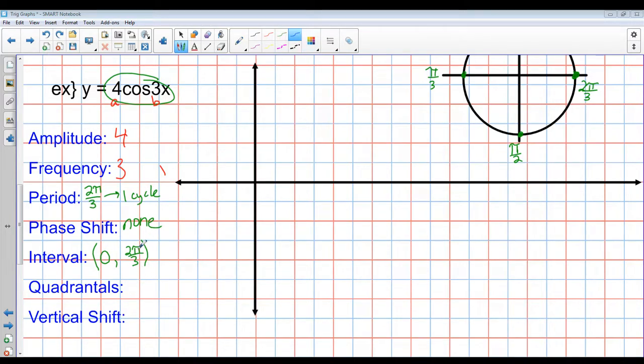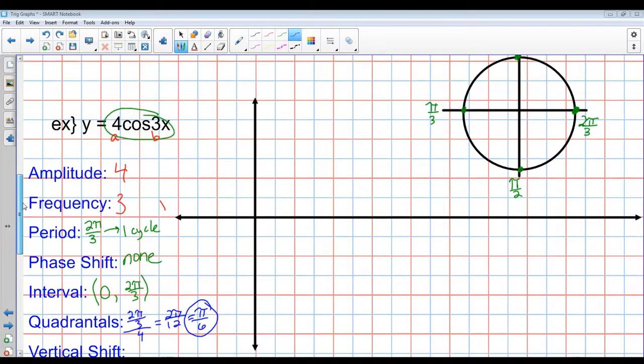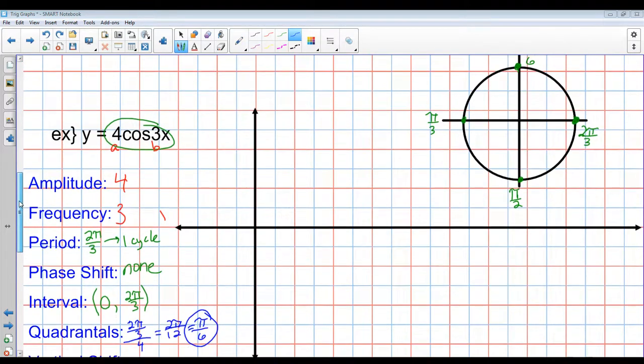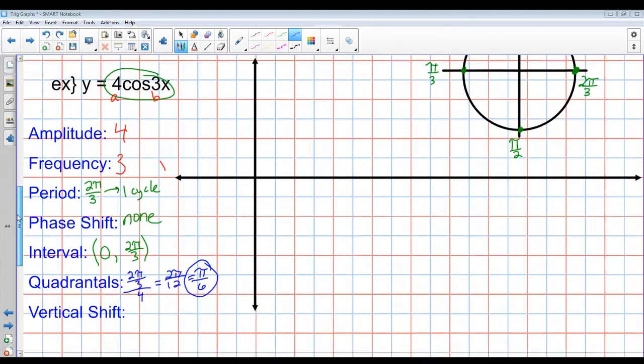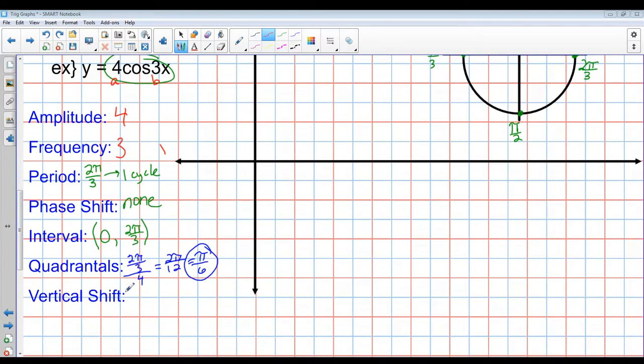The quadrantals. Where do those zeros, the ones, the negative ones, those easy points, happen? You can either think about what I did on the unit circle, or we'll just take our period and chop it up into 4 equal pieces. So 2 pi over 3 divided by 4 is 2 pi over 12, which we can reduce down to pi over 6. And that matches up to what I have on my unit circle. So every pi over 6 is where this cosine graph is going to hit one of those zeros, ones, or negative ones. And there's no vertical shift.